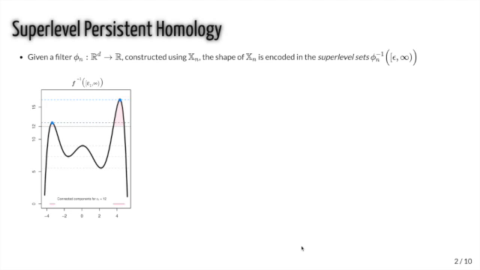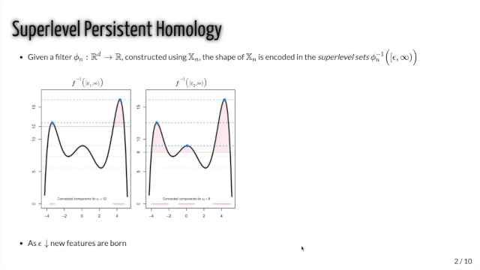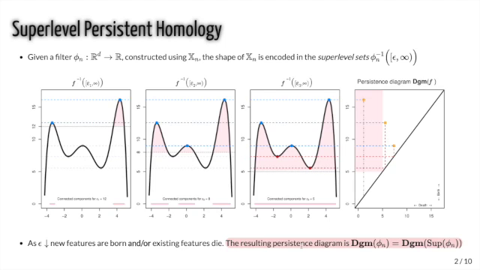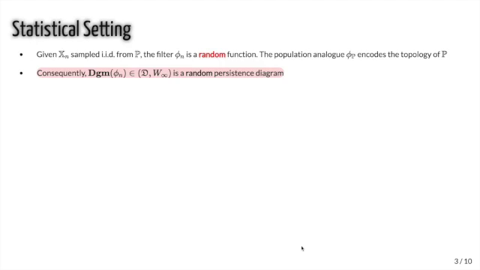Instead of looking at balls of increasing radii, we can alternatively construct a filter function on these sample points. In this setup, the shape is encoded in its superlevel sets. Here, as epsilon decreases, new topological features are born or existing topological features die. Tracking the birth and death gives rise to the persistence diagram from the superlevel filtration. A similar notion carries forward for sublevel filtrations.